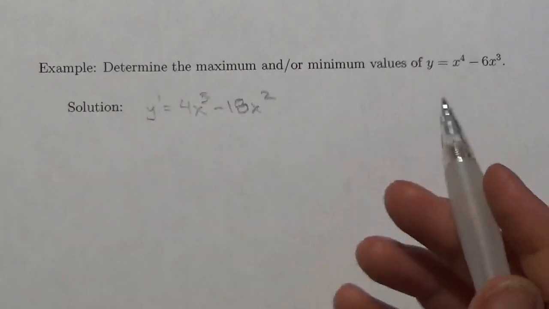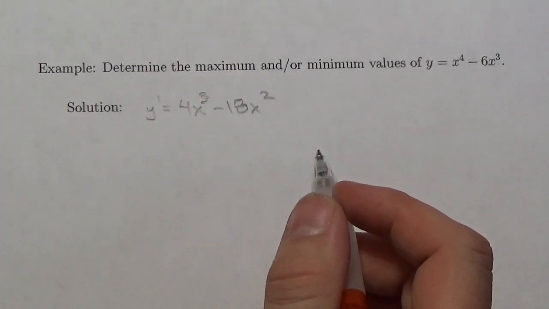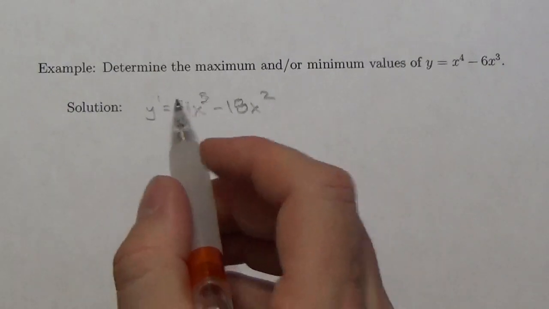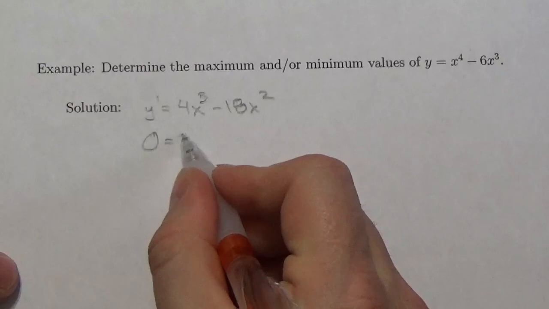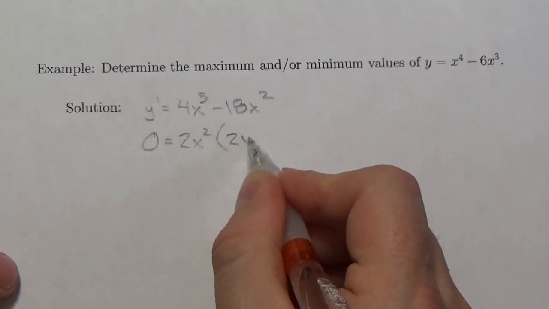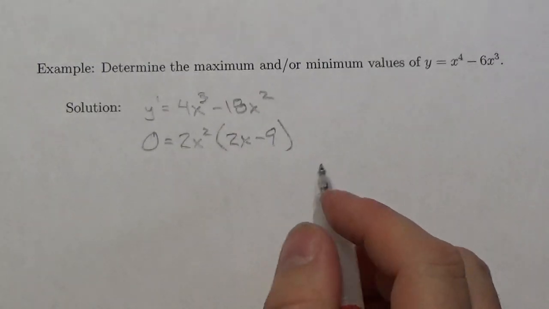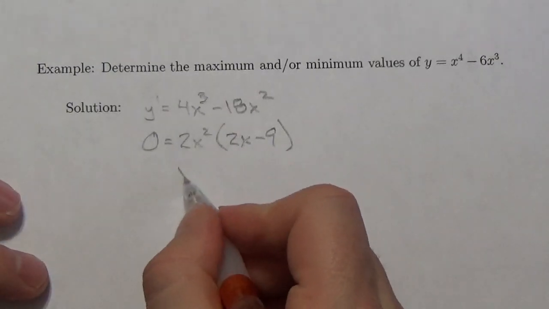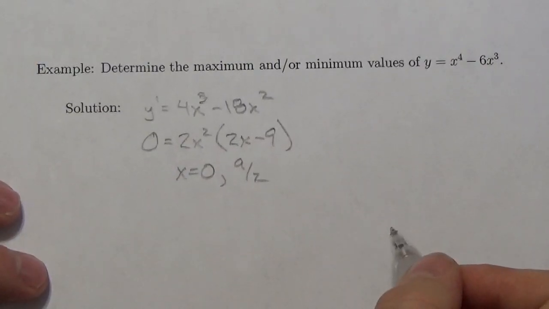Now, we're looking for critical numbers. It's a polynomial, so we're not going to have an issue where it's undefined. So we're just going to set it equal to 0. I will take out what's common, and it looks to me it's going to be 2x squared will be common, which will leave me with a 2x minus 9. Okay, and that tells me I'm going to get critical numbers where x is equal to 0 or 9/2.